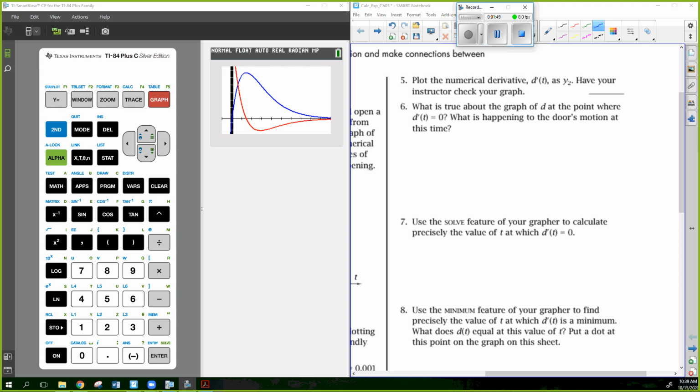Okay? So when I talk about, what else do I want to do? Yeah, so the door stops opening and starts closing. All right, so we're actually going to skip the whole thing about the use the solve feature.